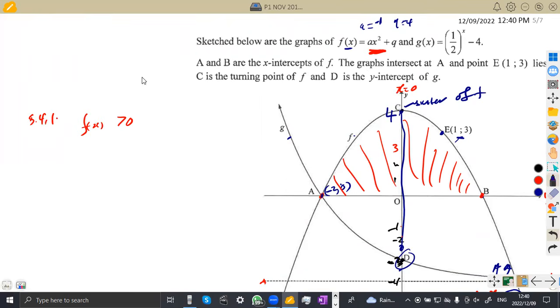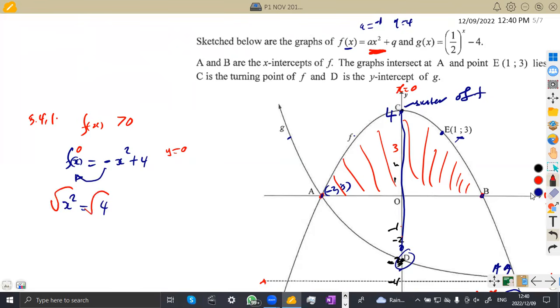From our f of x, the original equation that we had, when we substituted, we ended up having minus x squared plus 4. So these are the x-intercepts, A and B, where y is equal to 0. So if y is equal to 0, we have 0 equals negative x squared plus 4. You can transpose negative x squared so that it becomes positive, which is equal to 4. To find x, simply take the square root of both sides. So x is the square root of 4, which is plus or minus 2. So x can be equal to minus 2 or positive 2.